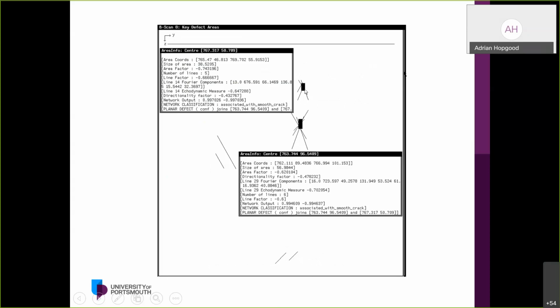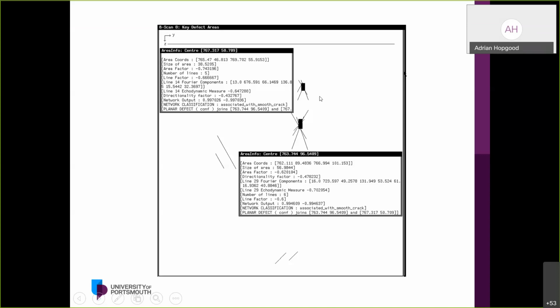These areas of interest can be classified using a neural network. The neural network is taking in features around these areas. It's looking at the way in which the intensity varies along these lines through the area of interest. It's looking at the directionality. It's looking at the characteristic signature of the ultrasound through those areas of intersection. A few variables are put into a neural network, and in this case it says here, network classification associated with smooth crack. What the neural network is saying is that each of these boxes is a crack tip. So that's the neural network classification.